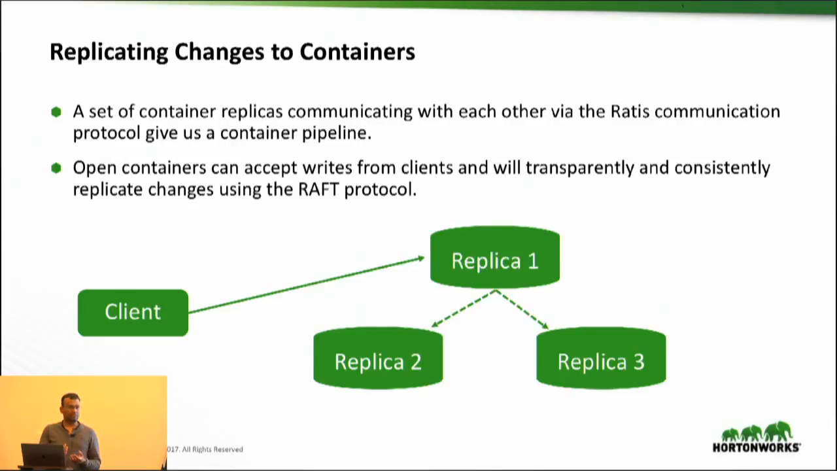So then the next step is how do you take these containers and replicate them? And the way we replicate them is by using the Raft protocol. So each container has a set of replicas, and for us it's 3 replicas. And clients push their changes into these containers. One of these replicas happens to be the Raft leader, and the remaining 2 are in follower mode. The client pushes these changes to the leader, and then the leader will transparently replicate them to the followers via consensus.